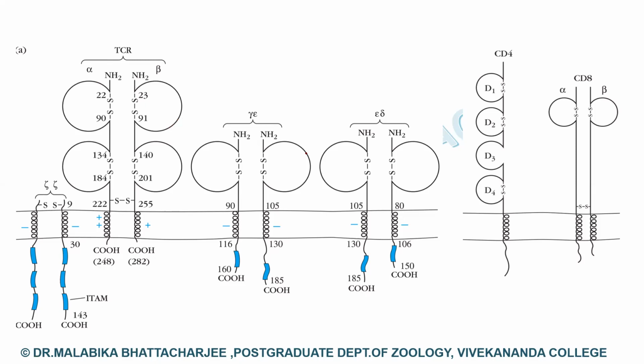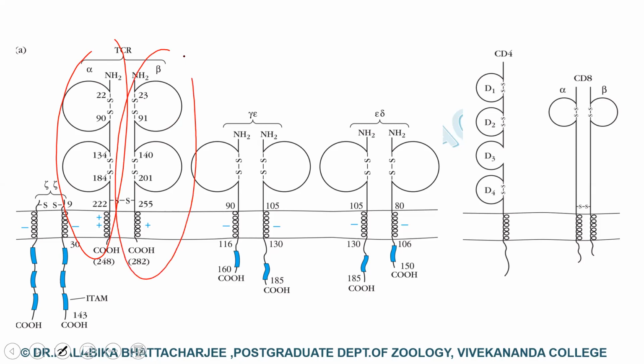Now coming to the alpha beta T cell, the alpha chain has a molecular weight of 40 to 50 kDa, and the beta chain has a molecular weight of 40 to 45 kDa. If you look into the structure of the TCR alpha beta receptor, you can see that the TCR chains have two immunoglobulin-like domains, which contain intra-chain disulfide bonds spanning around 60 to 75 amino acids.